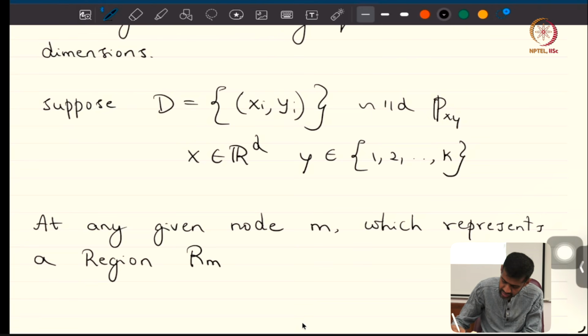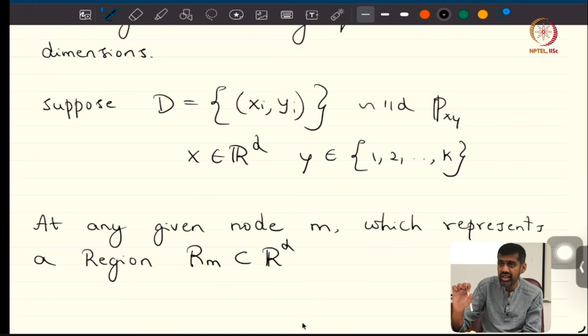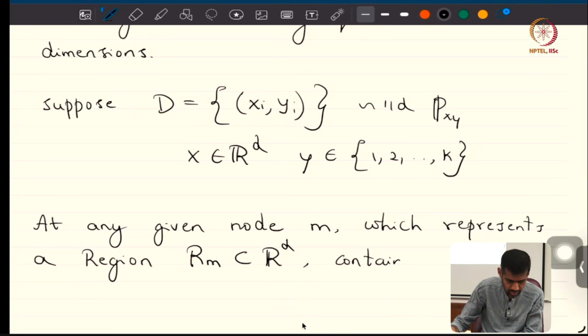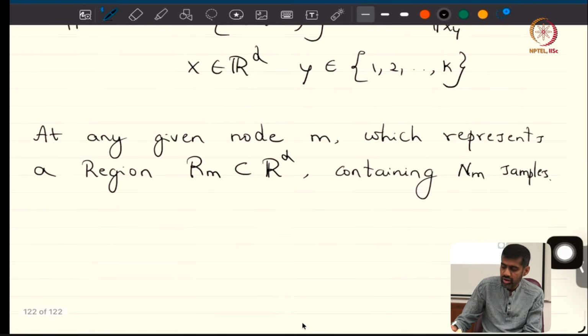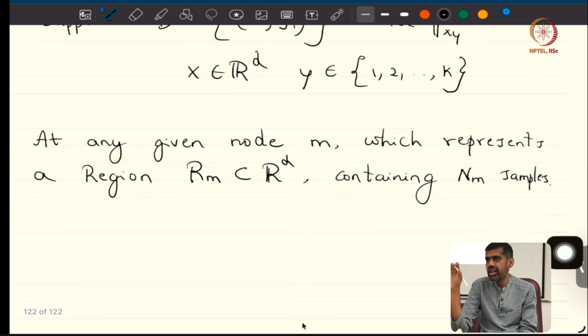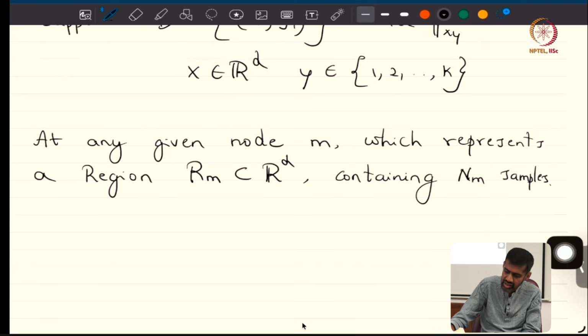What is a region? A region is a subset of the ambient space, right. Every region is a subset of the entire data space R^d, containing n_m samples. So, every region contains a certain number of training samples, right. Let us denote that by n_m. So, a node is a region and that has a certain number of training samples within it. The moment you define a subset in R^d, it will have some samples from the data set D, right. n_m samples from D, that is explicit.